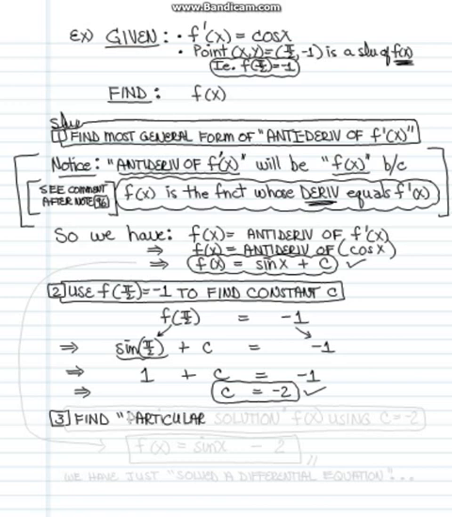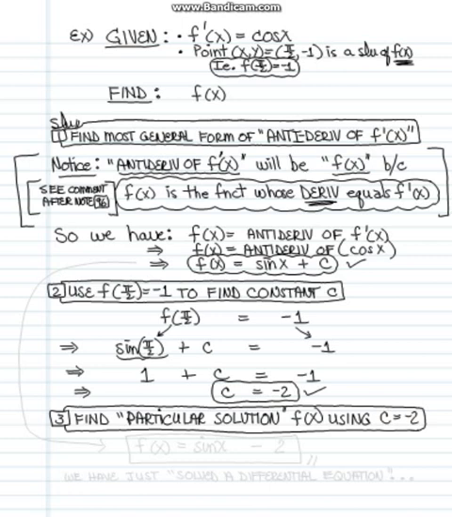Now step 3, find the particular solution f of x using c equals negative 2. In other words, take the most general solution from step 1 and replace c with negative 2, and you will have a solution that works precisely for this particular problem. See, f of x is equal to sine of x, and then instead of plus c, you put minus 2, and we're finished.